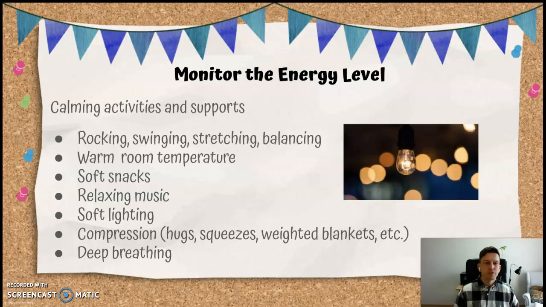Conversely, if your child is getting too amped up and needs to calm down a bit, there are some calming activities and supports. So this would be different types of movements like rocking, swinging, stretching, balancing. You're moving away from the movements that get the heart rate up and to ones that calm down a little bit more. You might increase the room temperature, again, offering softer snacks, relaxing music, soft lighting. Compression is really helpful for some students, like hugs and squeezes and weighted blankets. And then, of course, deep breathing. That's always good.